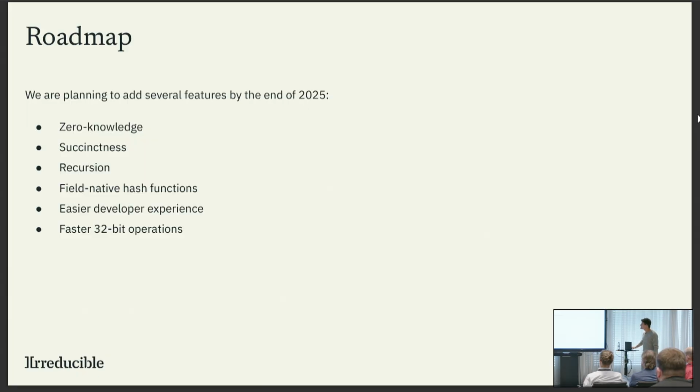And so what is our roadmap? As I said, we intend to add zero knowledge. That's the top priority. That's what we're working on. The protocol is also not succinct yet, but there's a transformation in Spartan. The thing that's not succinct is evaluating the sparse matrices or the circuit, so we need to implement that. Then we're working on recursion, field-native hash functions for 128-bit fields, and faster 32-bit operations to make SHA-256 go faster.